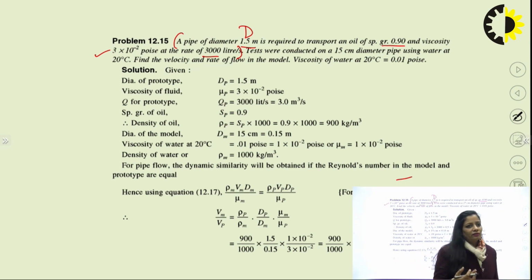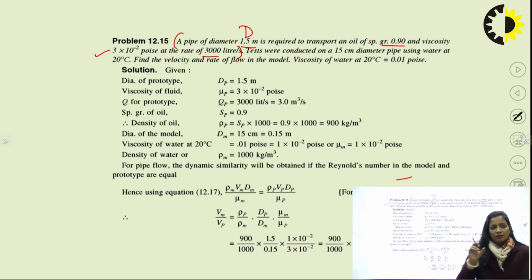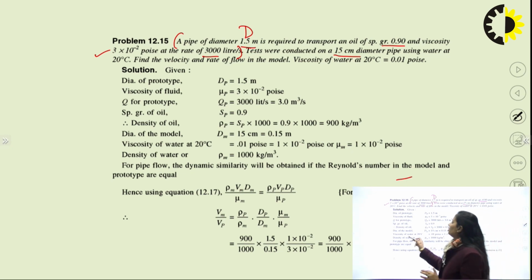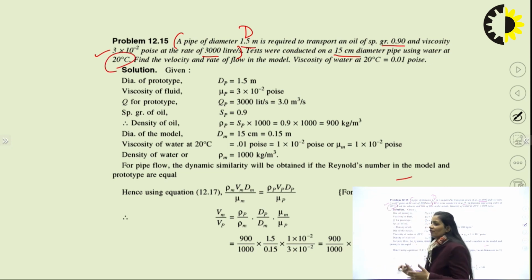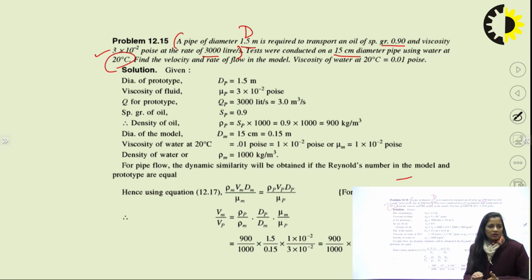The question then states that tests were conducted on a 15 centimeter diameter pipe. That means the question is telling us about the dimension of the model. Here the model of this pipe is a 15 centimeter diameter pipe, using water as the flowing fluid at 20 degree centigrade. Find the velocity and rate of flow in the model. The viscosity of water at 20 degree centigrade is given as 0.01 poise.